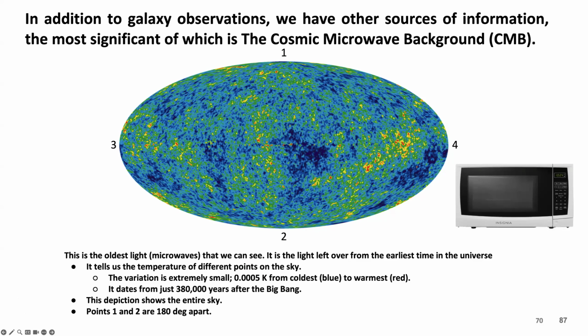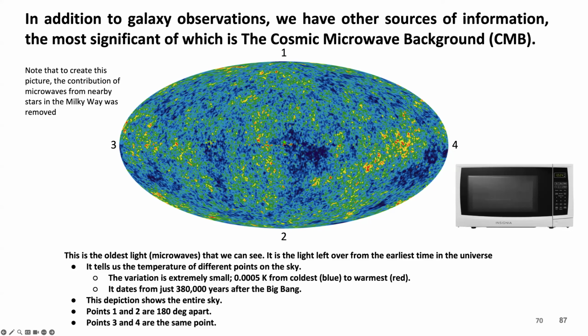So this is the entire sky. This is 180 degrees, and this point and this point are the same point, because if you spin around, that allows you to cover the whole universe.